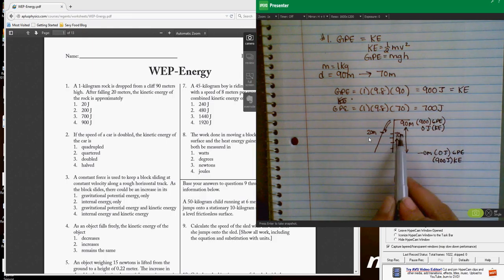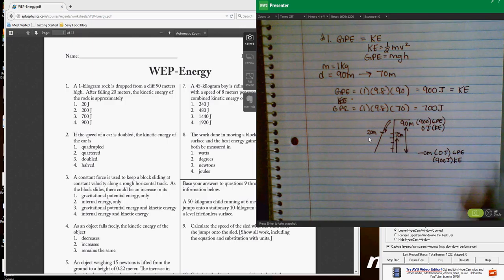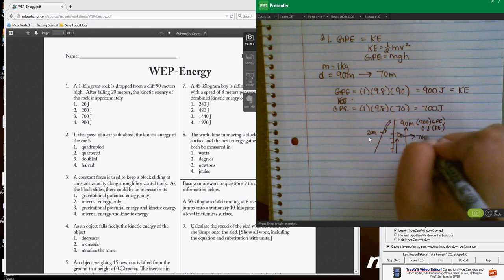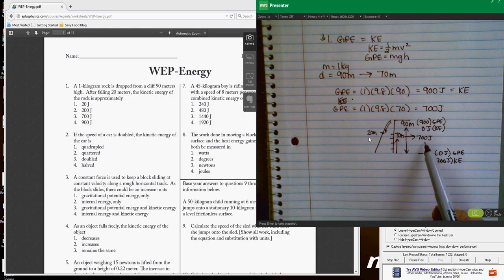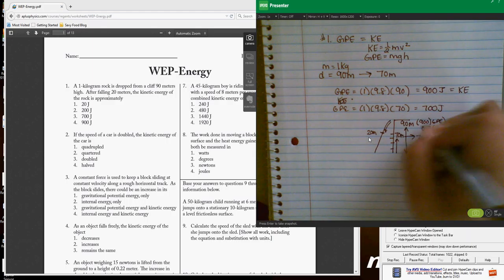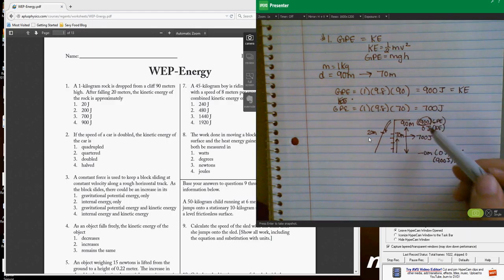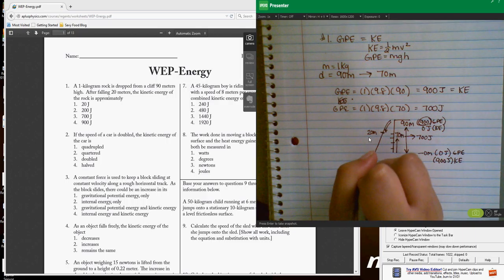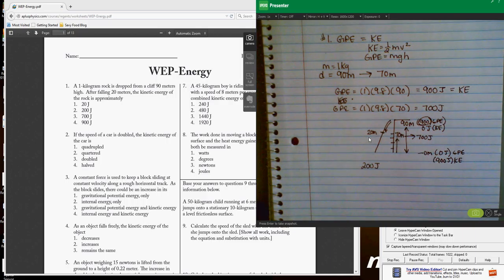So if I know that the GPE here at 70 is 700 joules, then I know that the GPE up here is 900 joules. If I figure out the difference, whatever's left over is the kinetic energy remaining. So the kinetic energy is going to be 200 joules. So 900 minus 700.